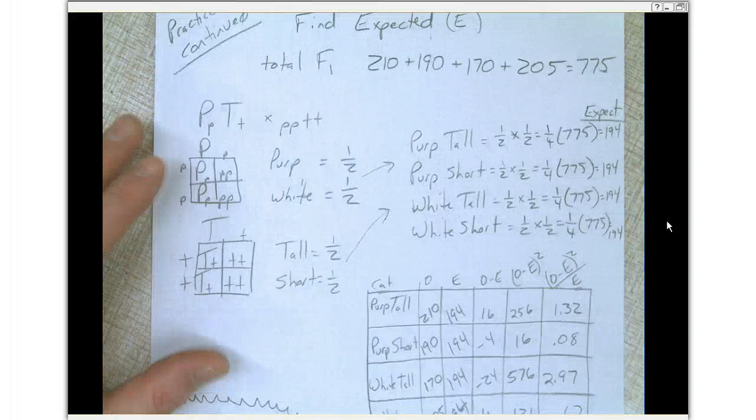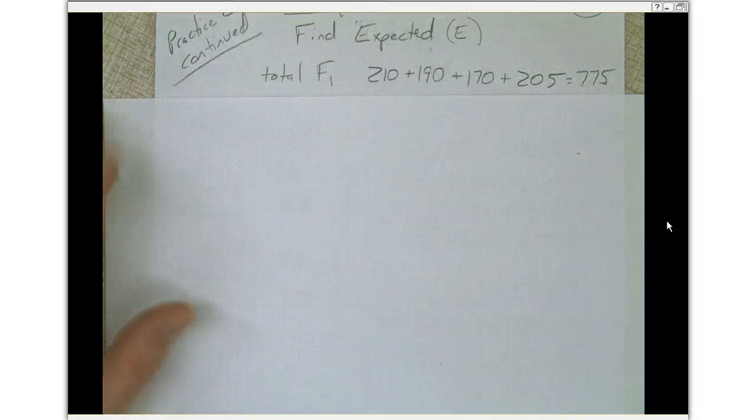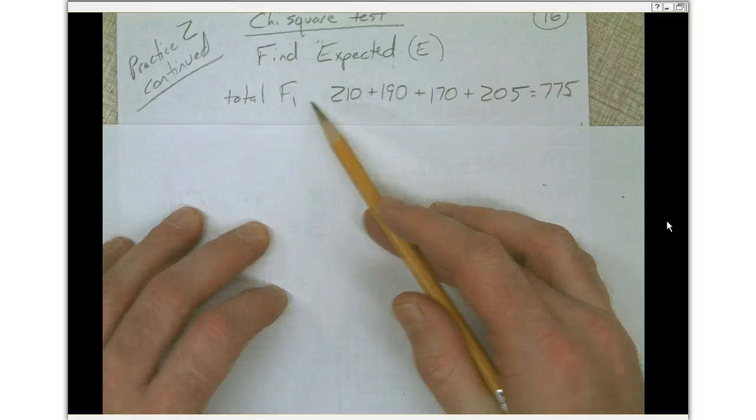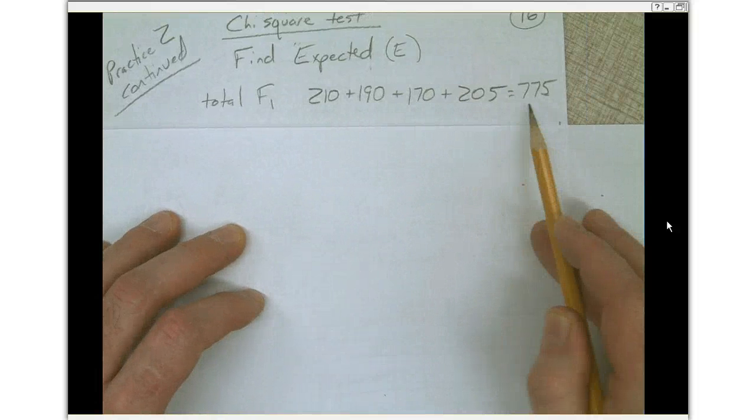All right. So practice continues. We have our chi-square test. The first thing we've got to do here is find the expected. So let's count up the number of offspring, the F1 generation. If we count them all up, we get a total of 775.